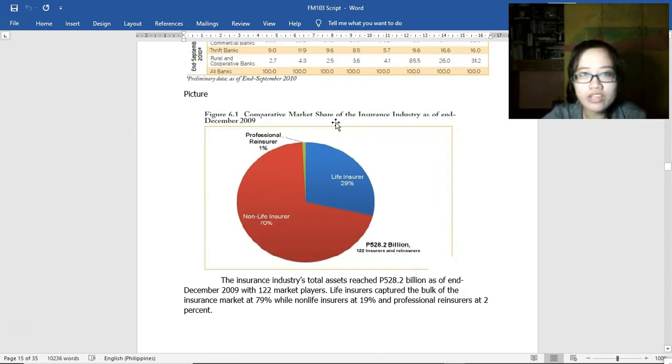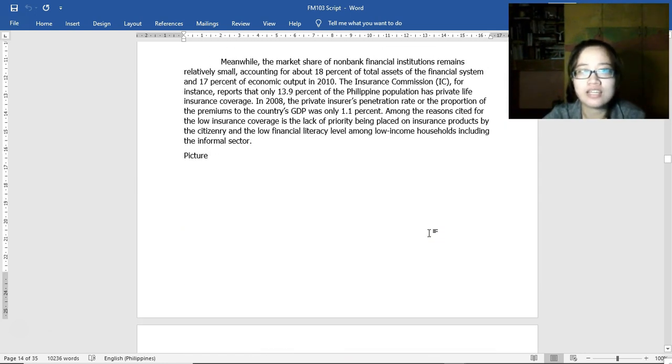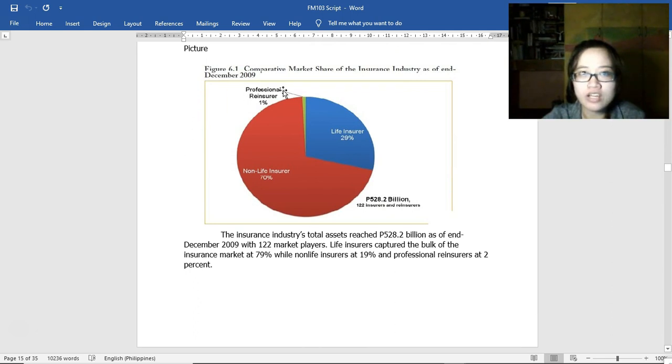Okay, then we have this figure, comparative market share of the insurance industry. Okay, insurance industry is like 1.1 of the GDP. Okay, 13.9% of the total population has life insurance coverage. Okay, and then you break down, we have non-life 70%, life is 29%, and then professional reinsurer 1%. Okay, total value is 528.2 billion.